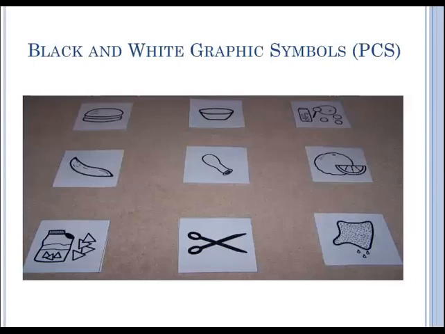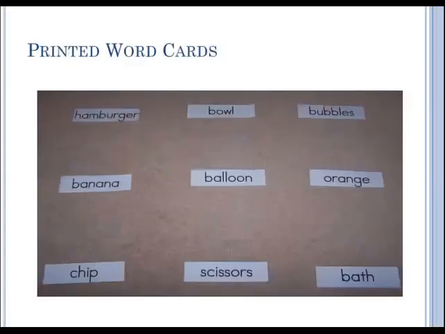So sometimes you think, oh, color will make it easier to understand. And in many cases, that's true, but not always. So you want to check black and white graphic symbols. And then finally, if it makes sense to do so, right? If the child's been exposed to text, if there's a chance that the child might have some reading skills, then you can also assess printed word cards. So you would make a set of printed word cards as well. So those are all your materials for your symbol assessment.